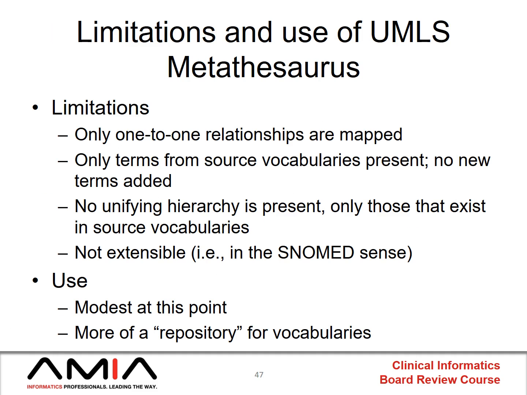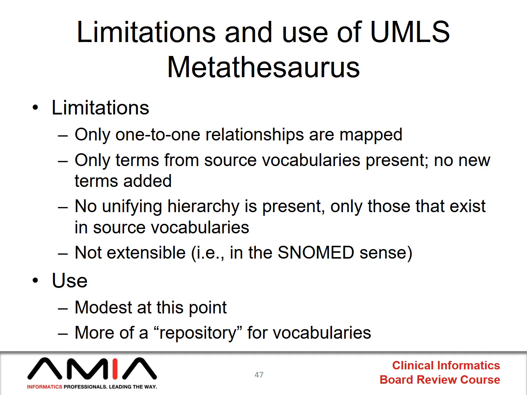There are a number of limitations of the UMLS Metathesaurus. First, it only maps one-to-one relationships. So if there's one term in one vocabulary that could map to multiple terms in another, that mapping will likely not be present. The Metathesaurus doesn't add any new terms. The only terms that can be used are those that come from the source vocabularies.